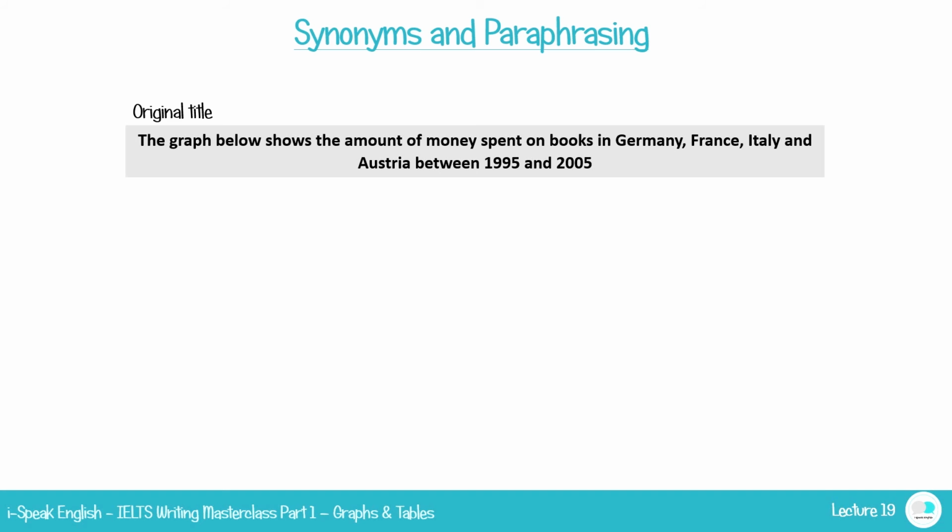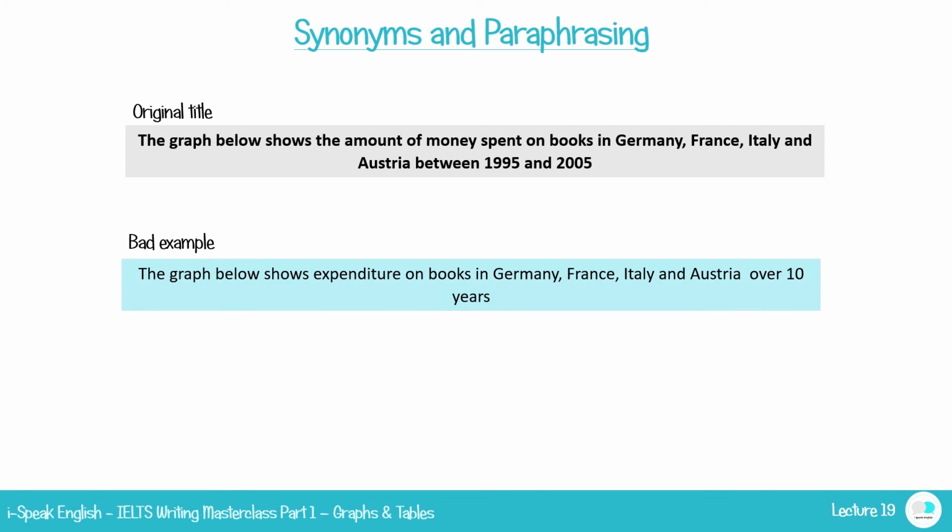So this is our original title. The graph below shows the amount of money spent on books in Germany, France, and Italy and Austria between 1995 and 2005. Here's a bad example of a paraphrase. The graph below shows expenditure on books in Germany, France, Austria, and Italy over 10 years. So there, all we've done is change a couple of words, expenditure for amount, over 10 years for 95, and we've kept the grammar the same as well, so that's a really bad example. It's not a very good paraphrase at all.